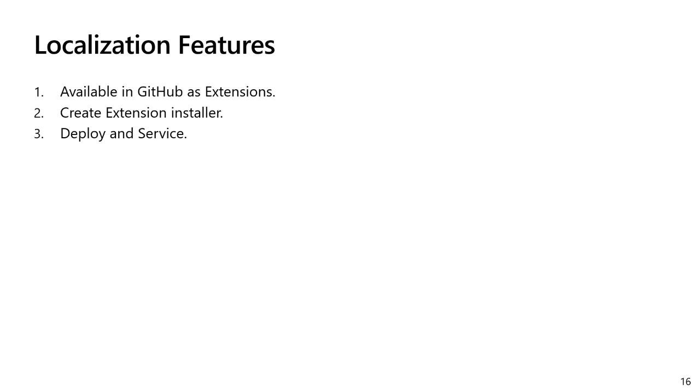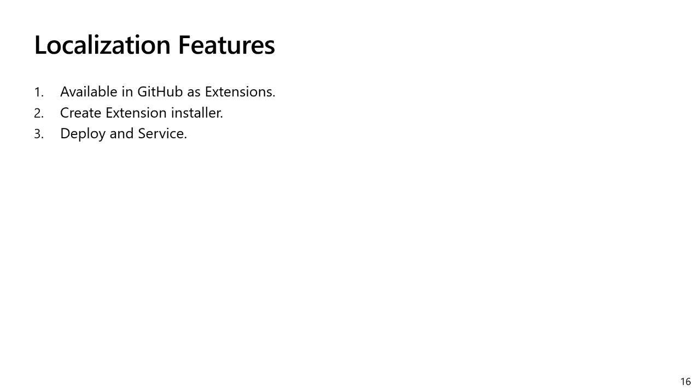So in the previous SDK, the localization features were shipped as samples, like in the retail SDK, and you would have built and generated the installer. So even in the new SDK, it's going to be the same pattern. The only difference is samples will be available in GitHub as extension samples, where you can download the samples or clone the repo and get the samples, and then generate the installer, and then you can deploy and service.